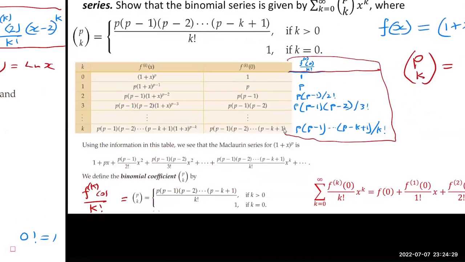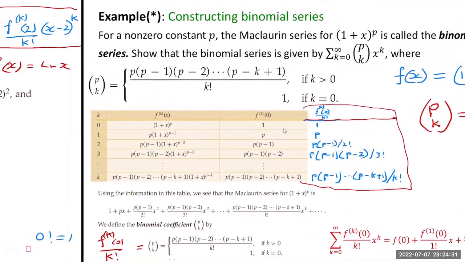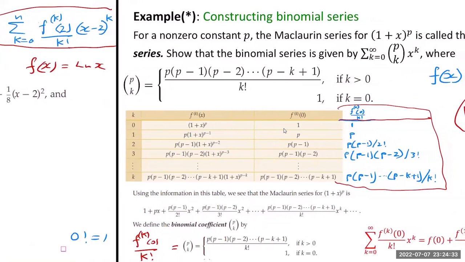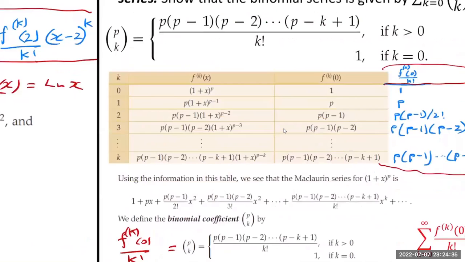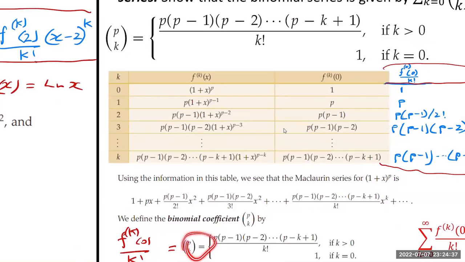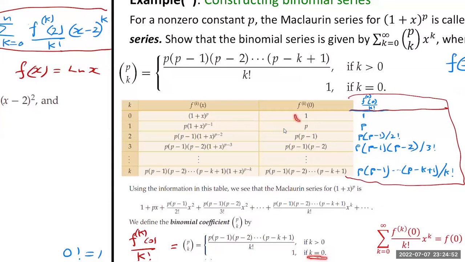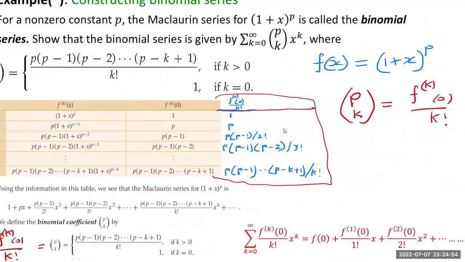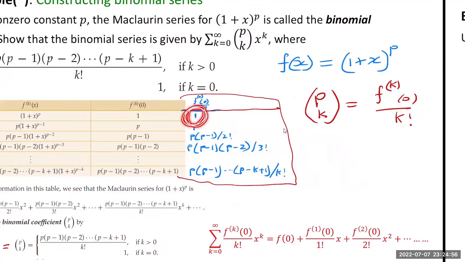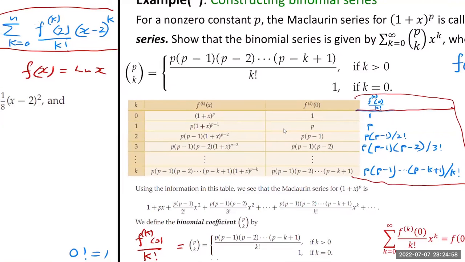This is the same thing as f^(k)(0) divided by k factorial. I denote it by p choose k. As I mentioned to you earlier, I denote it by p choose k. So that is going to be equal to this formula when k is equal to 1, 2, 3, 4, 5, so on and so forth. But when k is equal to 0, it should be 1. From this table, it is clear that when k is equal to 0, it should be 1. So I'm defining that as a piecewise formula.